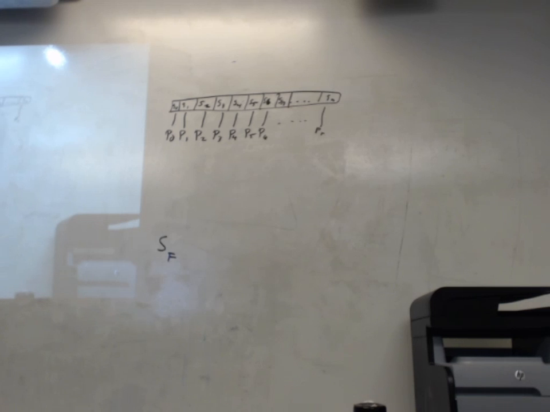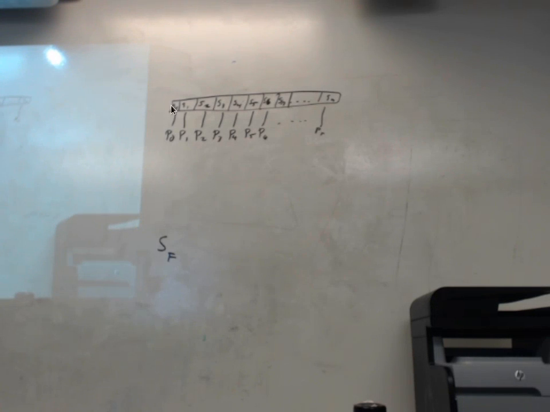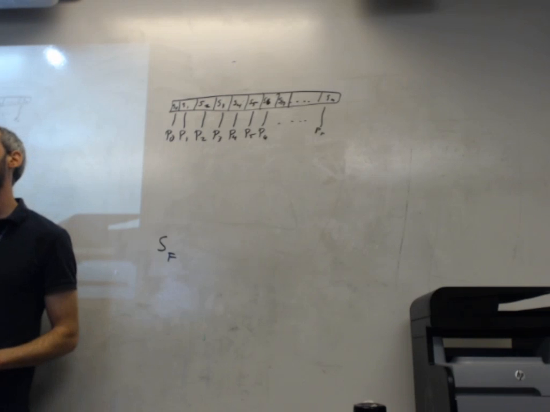Just to make sure everyone's tracking. Remember, we had 100,000 numbers on 100 processors. Each processor did a sum of their chunk of numbers, and they stored it inside the sum array. This sum array up here holds the different sums that each processor has done: sum 0 from processor 0, sum 1 from processor 1, and so forth. So in order to get our final sum, we need to sum up all these numbers. How should we go about doing that? What's the simplest way to do that?